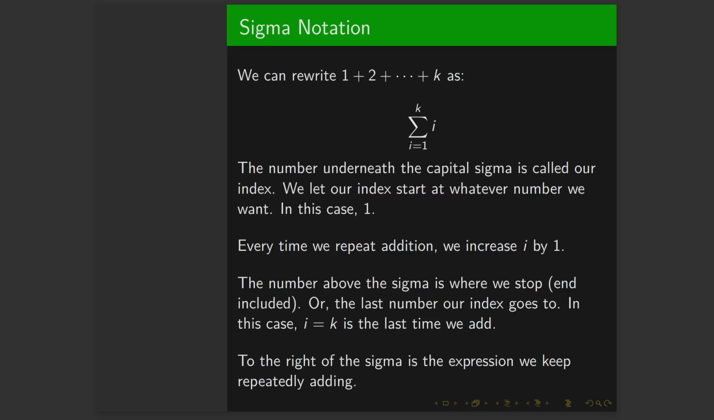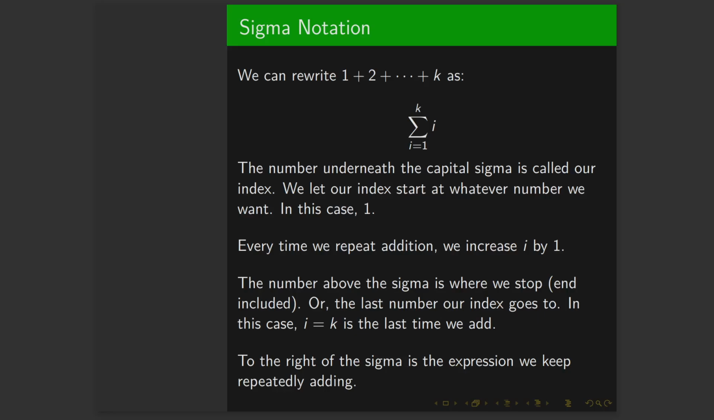Well, we're implicitly implying that every time we repeat the addition, we're going to increase i by 1. So the first time we add, we're just going to set i equal to 1. Then the next time i is going to be equal to 2, and then we add that number. And the next time i is equal to 3, and we add that number, up until i is equal to k.